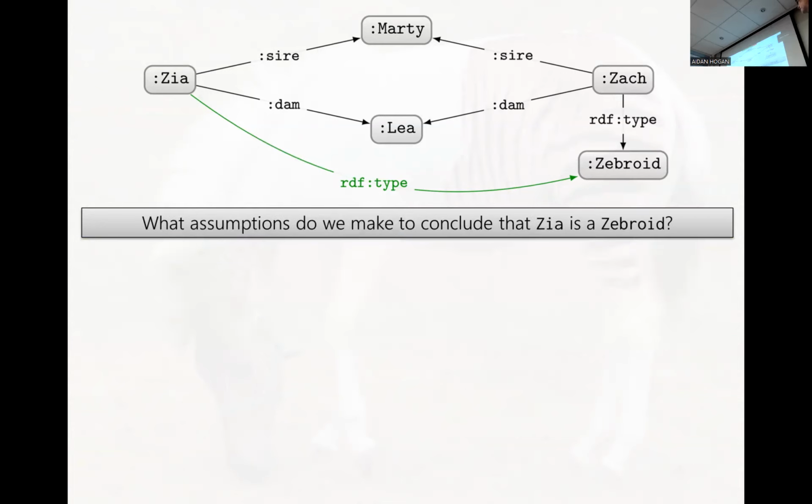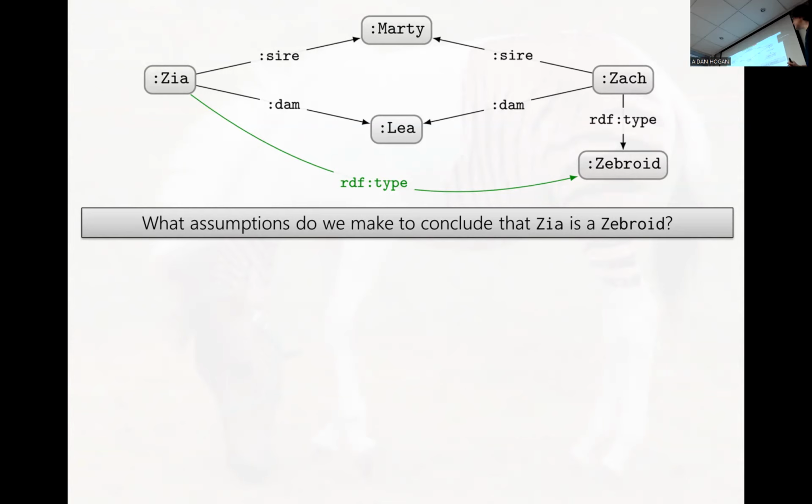So what sorts of assumptions do we make to conclude that Zia is a zebroid? What kinds of information do we use to conclude this is the next question. You probably use the information that a zebroid has a zebra parent and a non-zebra equine parent. That's one thing. There's actually a lot of things here that we could say.